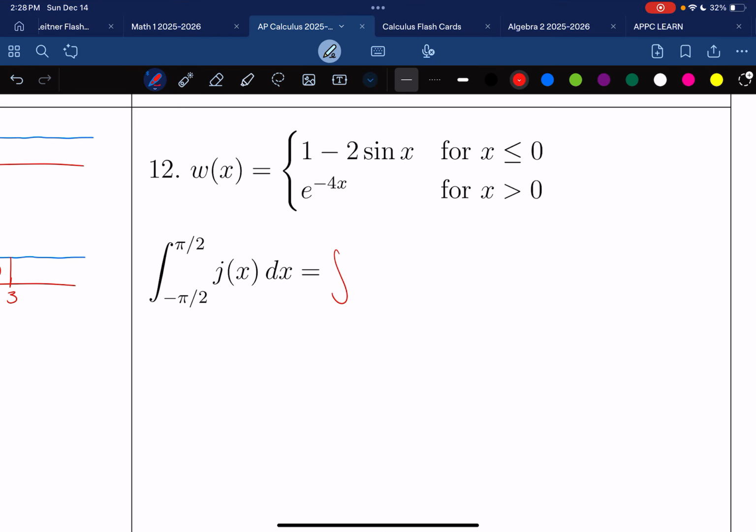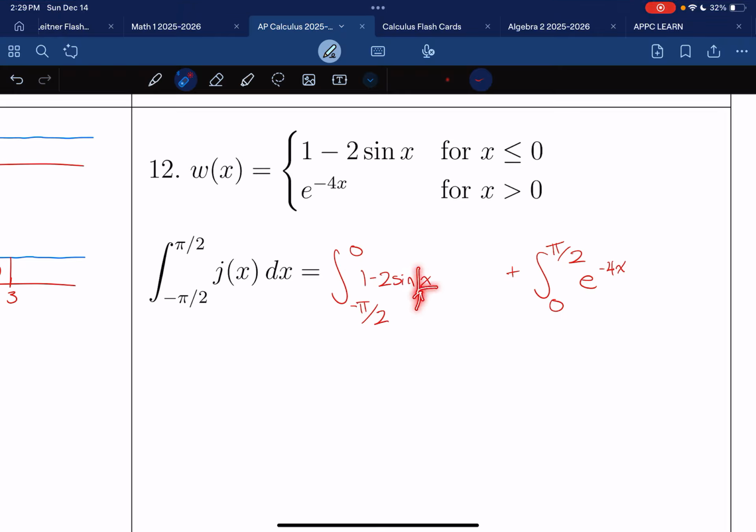I'm going to have the integral between -pi/2 to 0, and then I'm going to add the integral from 0 to pi/2. The left function is 1 minus 2 sine of x. The right function is e to the power of -4x. All right, so do I have to worry about paying the taxman? Yes, yes, yes. All right, so luckily for Trig House, there's our house.